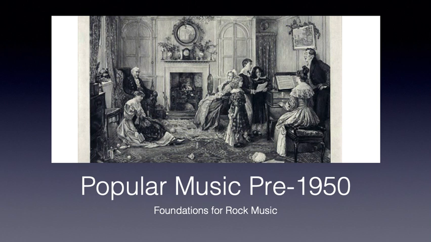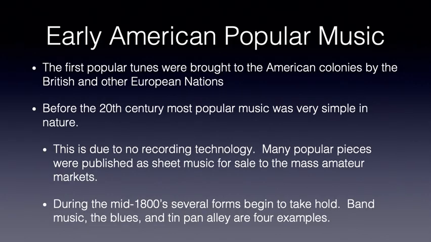What was popular music pre-1950? What are the foundations that led us to rock music? Early American popular music first consists of tunes that are brought to the American colonies by the British and other European nations. Before the 20th century, most popular music was very simple in nature.